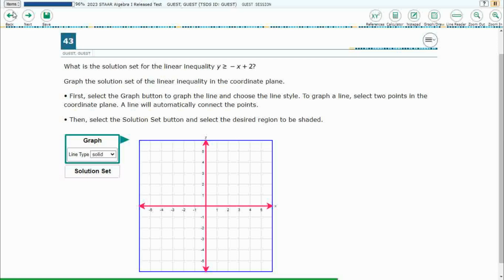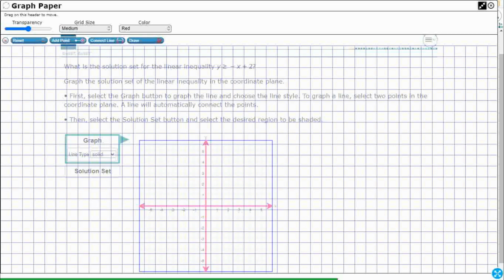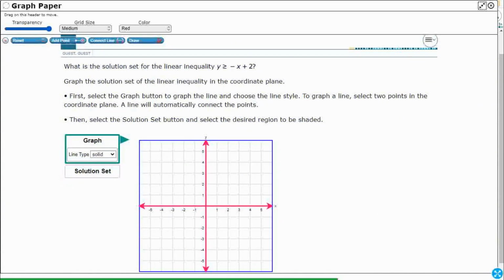So take a look at this. We need to actually graph on this. So we're pretty sure that we know how to graph inequalities, but this is a new way to do it on the STAAR test. So let's solve it first. I want to solve it before we start playing around with it. So I'm going to make a small grid size so we can actually try to solve it on there. Then we'll play around with the features on that.